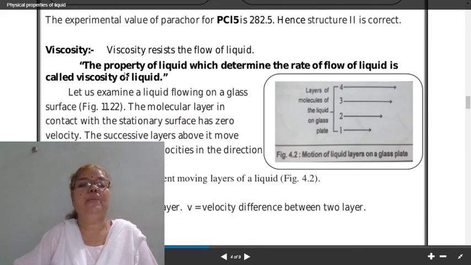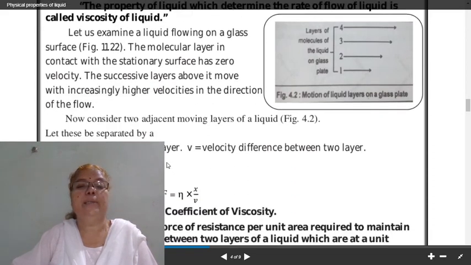Then the next property that you have studied is viscosity. Viscosity is related with the flow of liquid. Here the viscosity property is related with the flow of liquid. As the friction gets minimized, the rate of flow of liquid molecular layers goes on increasing. Here you have studied this.